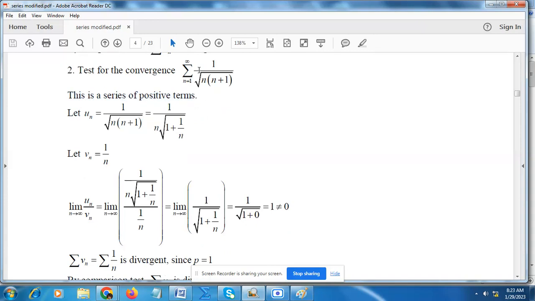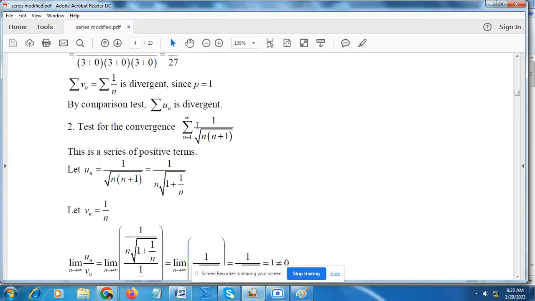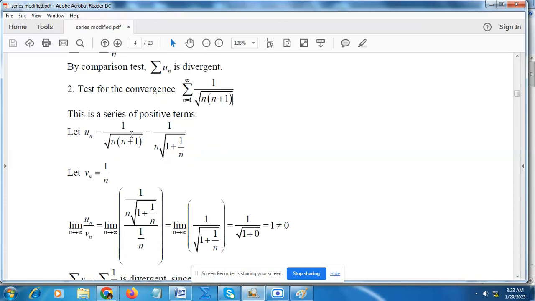Now it is sigma un form. That is, the nth term is 1 by root n into n plus 1. Here we directly have the nth term, that's no problem. If it is in series form, you have to write the nth term. If it is given, that is very good. After taking un, you have to simplify it. Take n common in this, n into n square. Square root of n square is n.